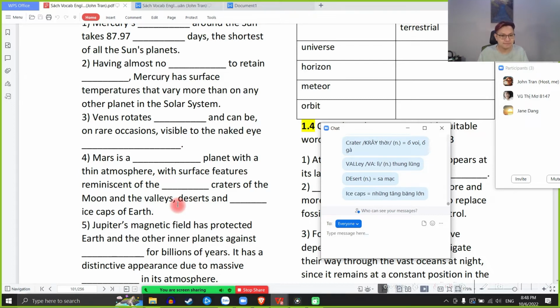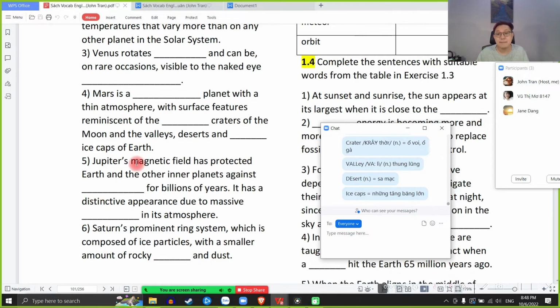lớn trên trái đất. Sao Hỏa là cái hành tinh gì đó với một cái khí quyển rất là thin, rất là mỏng lét rồi, nó mỏng lắm. With surface features, với những cái tính chất, những cái thứ ở trên bề mặt, nó nhìn giống với lại những cái ổ gà, ổ voi gì đó trên mặt trăng, và những cái thung lũng, những cái hoang mạc, sa mạc, và cái gì đó, những tảng băng lớn trên trái đất. Number 5, Jupiter's magnetic field. So we have the word magnet.